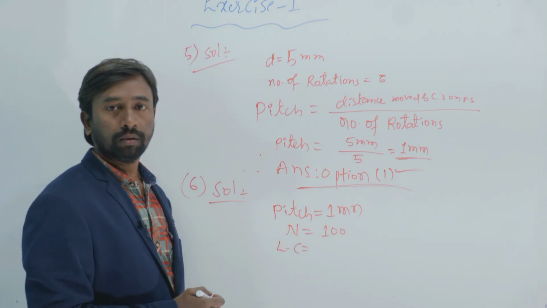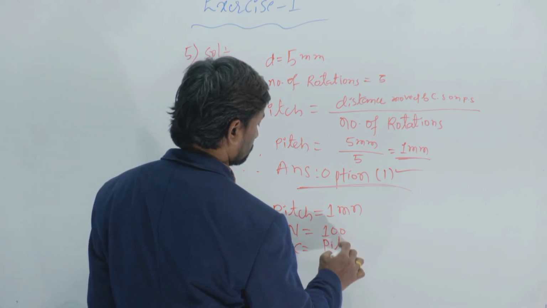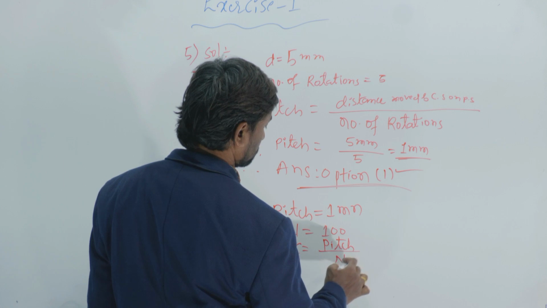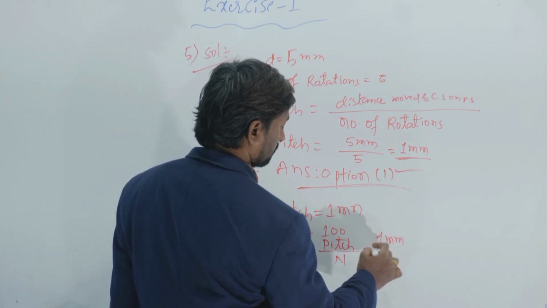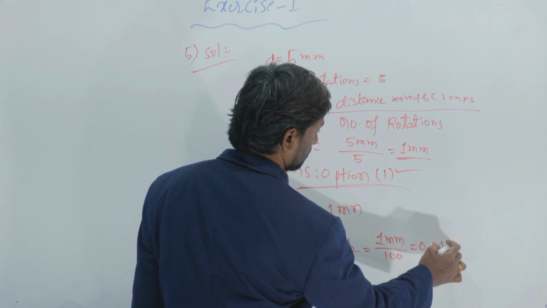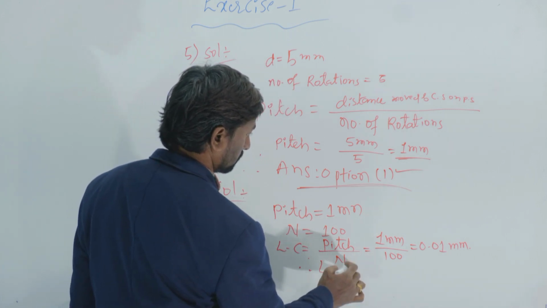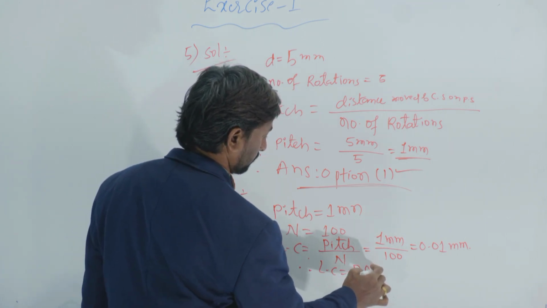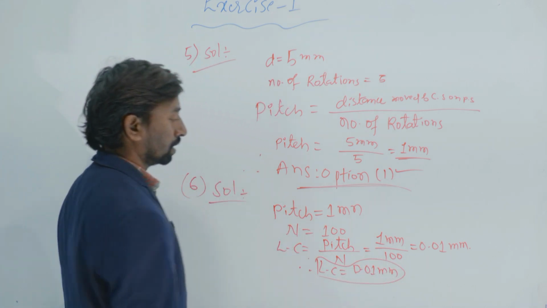Least count is nothing but pitch divided by the number of divisions on the thimble. So we can write here 1 mm divided by 100. We will get 0.01 mm. So therefore the least count is equal to 0.01 mm. That is the answer.